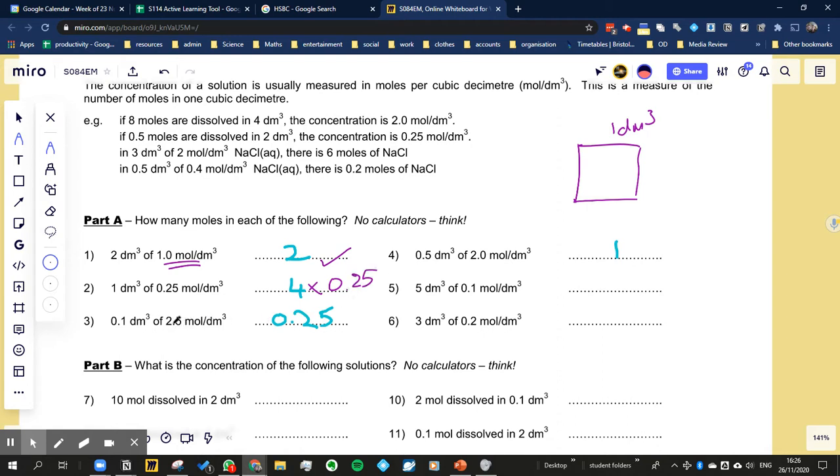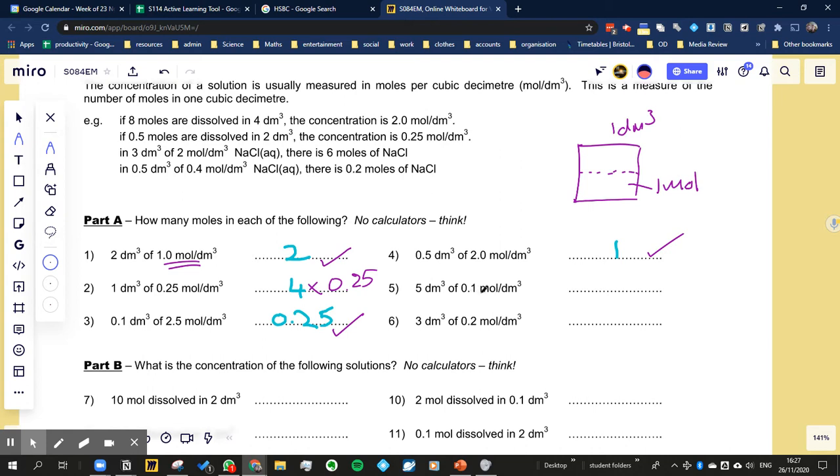This one, it's saying that the concentration is 2.5 moles per decimeter cubed. So we have 1/10 of a mole. So the amount of moles would be 1/10. So yeah, 0.25. This one is saying there's 2 moles per decimeter cubed. So 0.5. So if we have half the volume, imagine this is 1 decimeter cubed. Inside that would be 2 moles. We've only got half of that, so therefore it's going to be 1 mole. Okay, so that's 1 mole.